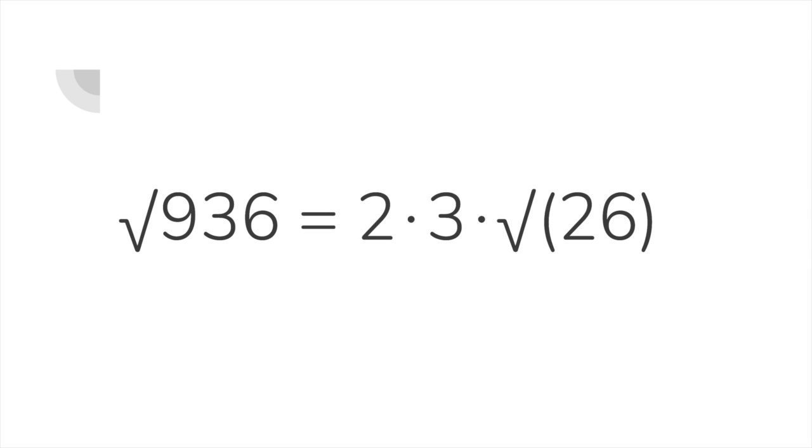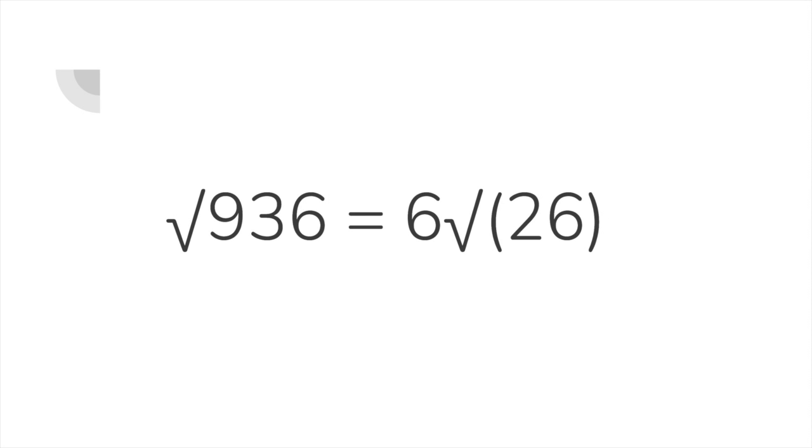Simplifying this gives us 3 times 2 multiplied by the square root of 26, which finally simplifies into 6 times the square root of 26, which is our answer.